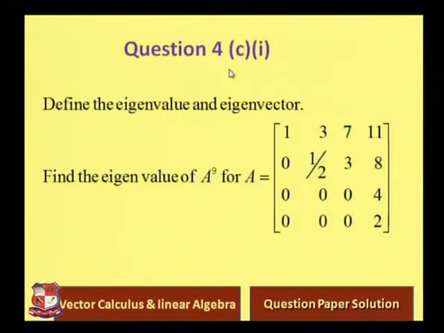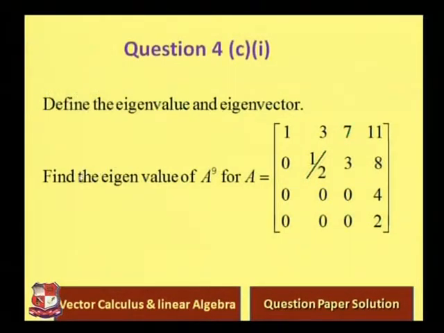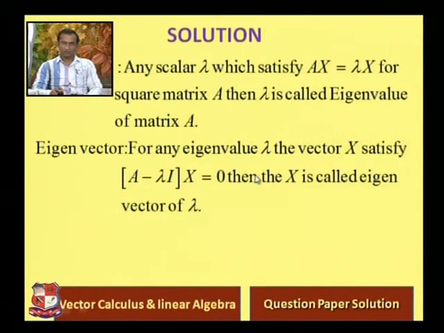Next, question number 4, C1: find the eigenvalue and eigenvector. Define the eigenvalue and eigenvector, and then find the eigenvalue of A raised to 9, where A is this upper triangular matrix, not diagonal, upper triangular matrix. So first the definition is the solution.